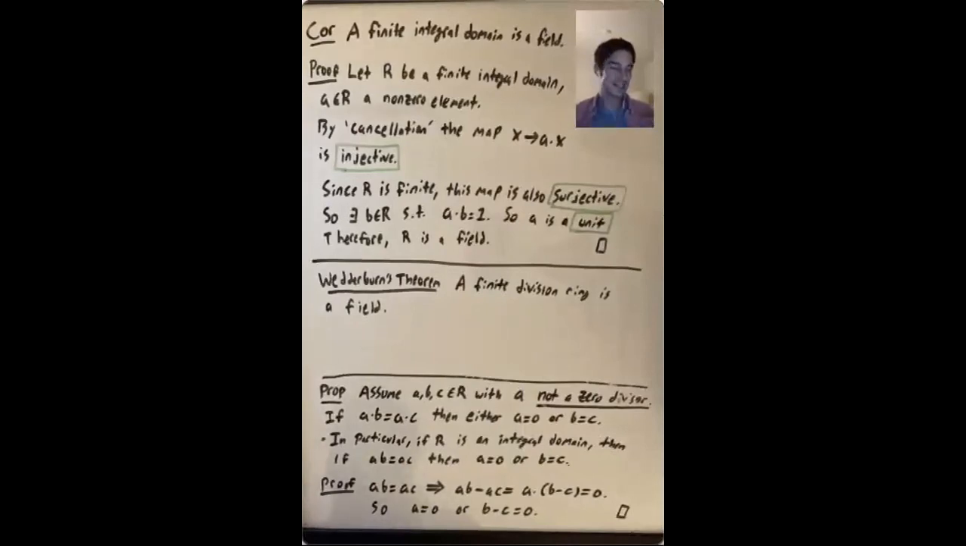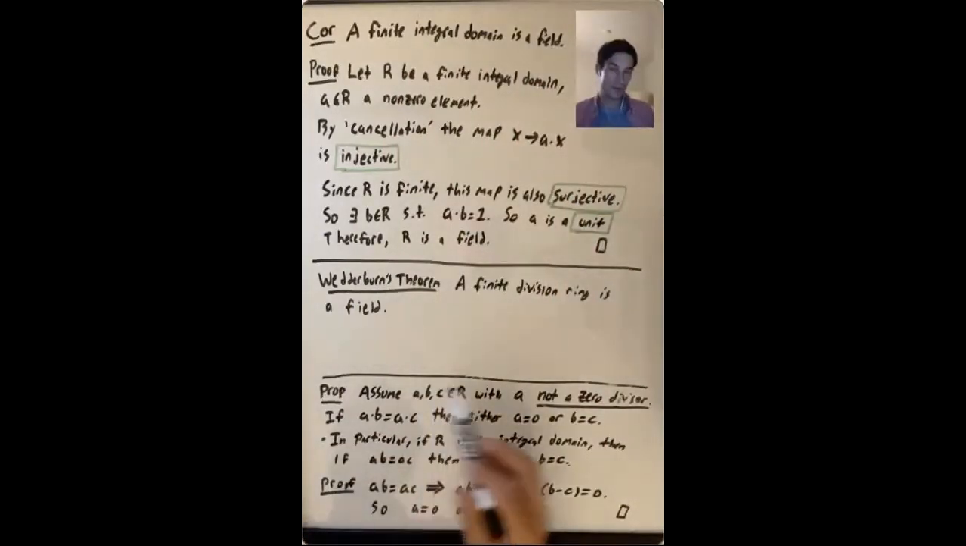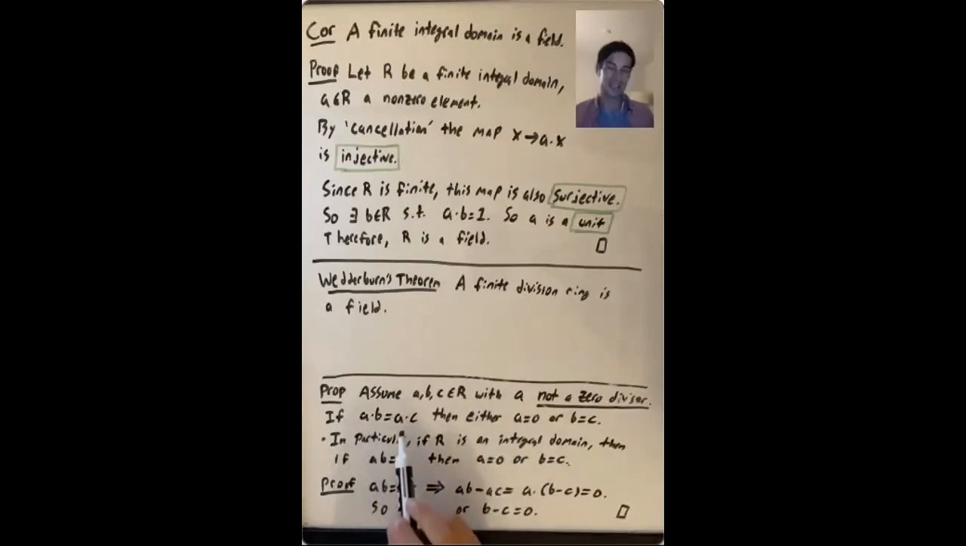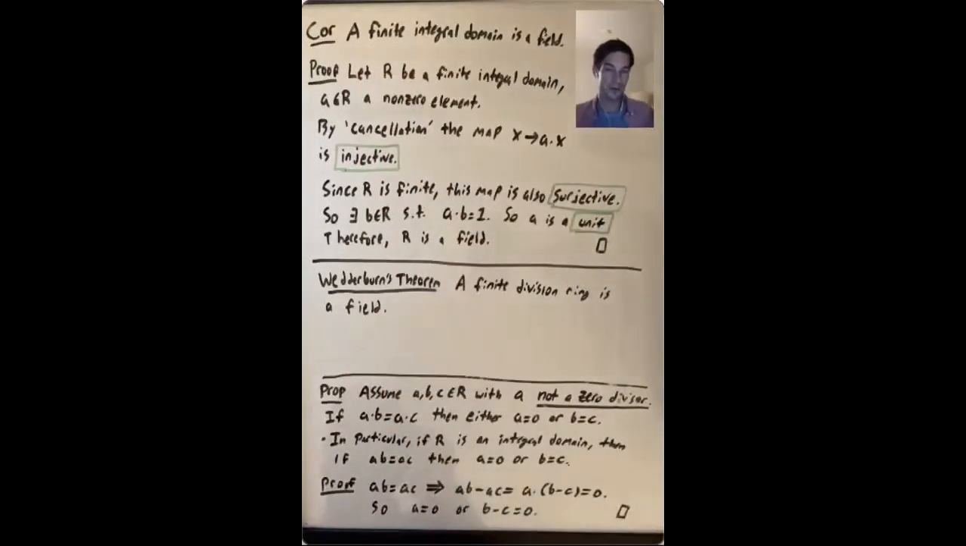I want to contrast this with something called Wedderburn's theorem, which says that a finite division ring is a field. So a finite integral domain is a field. This follows pretty directly from this proposition that says when A times B equals A times C in an integral domain. This corollary is pretty straightforward once you remember this proposition. Wedderburn's theorem sounds similar, but is significantly harder, and we're not going to prove that in this class.